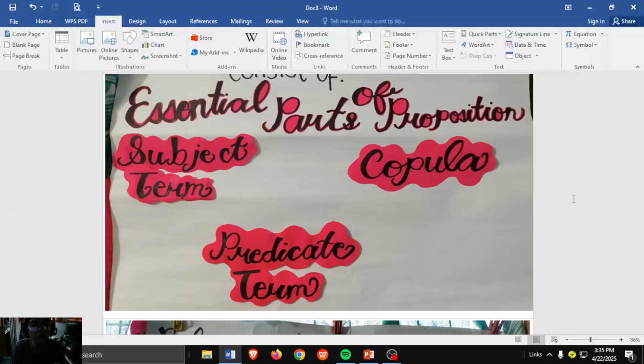We all know that the subject term is the main topic, or the main subject of the statement, while the copula is the linking verb that helps the subject connect to the predicate, while the predicate is the meaning of the subject term.